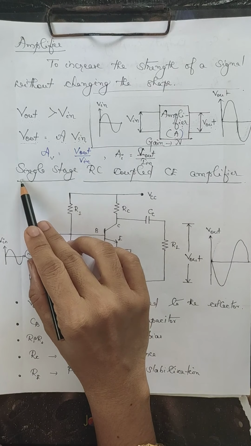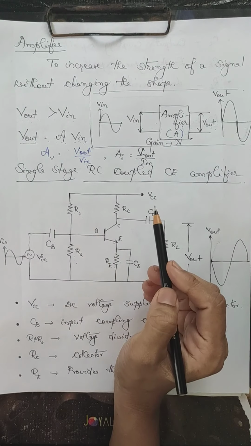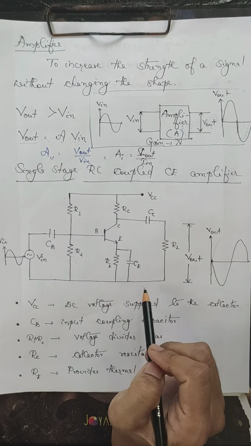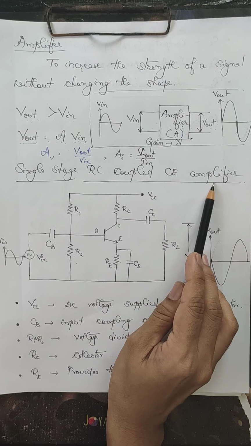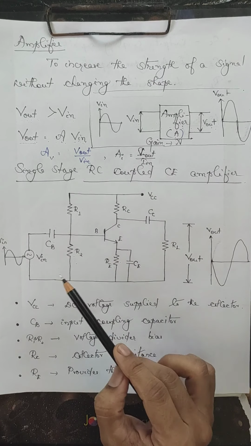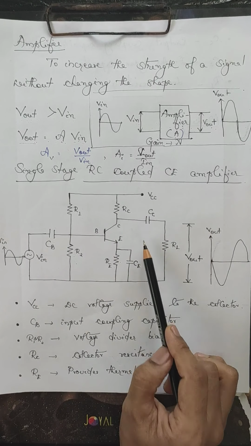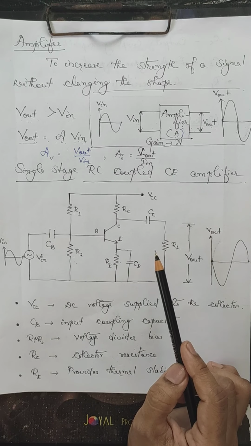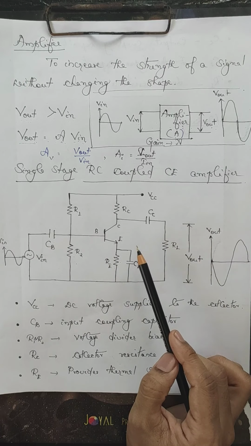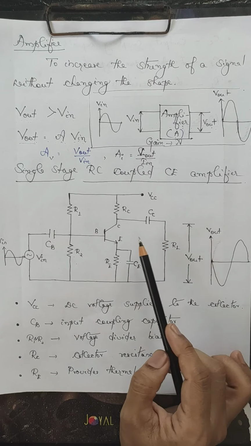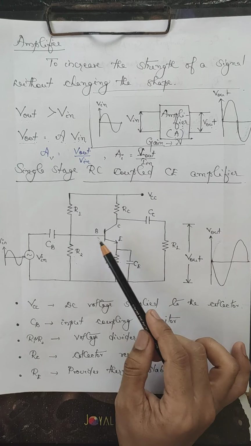So we have to study a single stage RC coupled common emitter amplifier. So this is the circuit diagram for a single stage RC coupled common emitter amplifier. This is a basic circuit in electronics, and this circuit is commonly used for pre-amplification of signals, that is, to make signals strong enough for further amplification. So this is used for the first step of amplification.